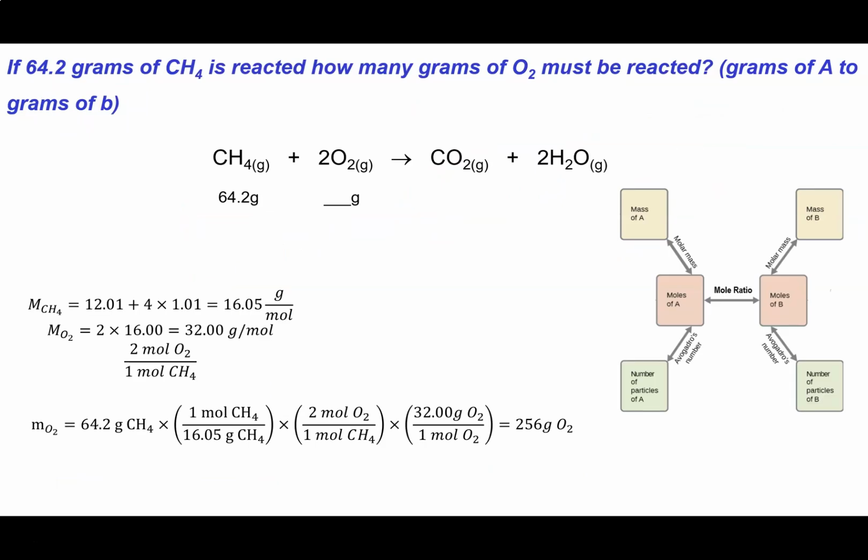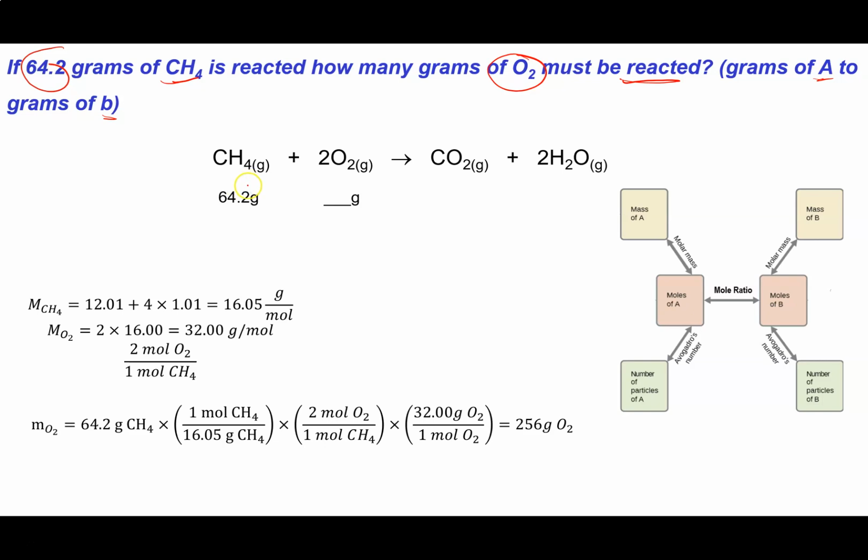So here's a good example. It says if 64.2 grams of methane is reacted, how many grams of O2 must be reacted? So we pretty immediately recognize this as being a grams of A to grams of B. This is kind of like saying, I've got a dozen eggs and I've got a pound of flour. How many cookies can I make? Right? This is the kind of calculation that you might be doing. Or, I've got a pound of flour. How much milk am I going to need to go with that if I want to make some brownies?